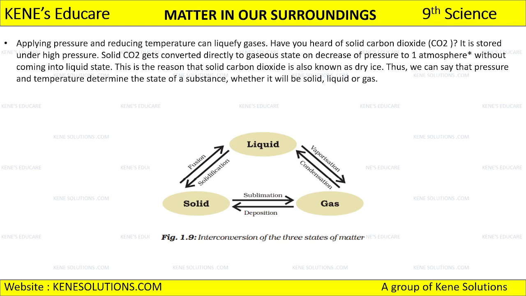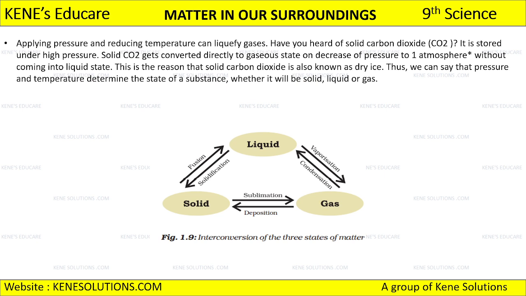Then we saw how exactly the interconversion of the three states of matter can happen. If we have to convert solid to liquid, we have to perform fusion. If liquid needs to be turned to gas, we have a process called vaporization. When gas needs to be turned to solid again, we need the deposition process. Now, if I want to convert liquid into solid, I have to make that substance undergo solidification.